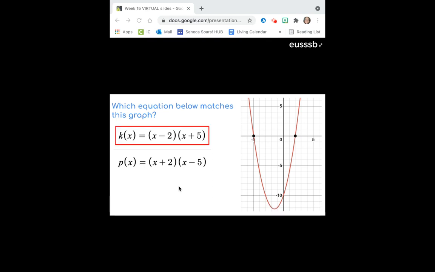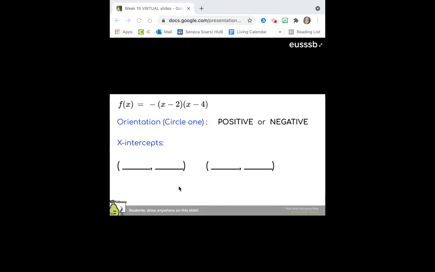All right, great job. It's going to be equation K because we're going to flip the signs. We've got -5 and +2 on our graph as our x-intercepts. So those are going to flip to x-2 and x+5 when we write the factors. Go ahead and try this one.